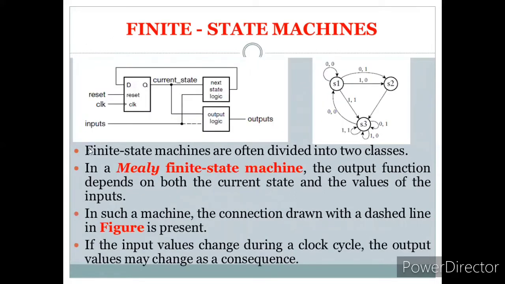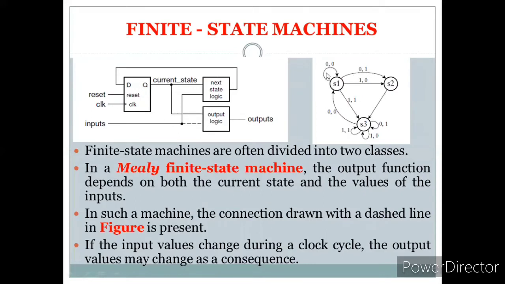Now, finite state machines are often divided into two classes. One is the Mealy finite state machine. So what is a Mealy finite state machine? The output function depends on both the current state and the value of the input. You can observe this in this particular figure.